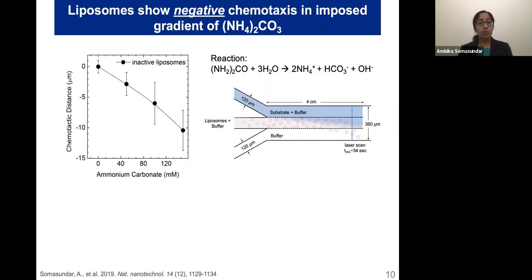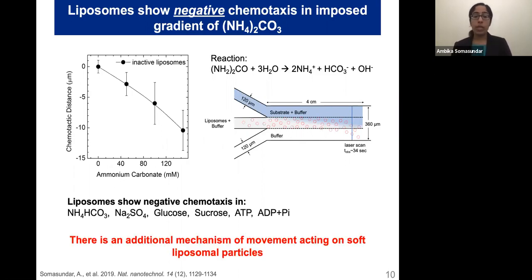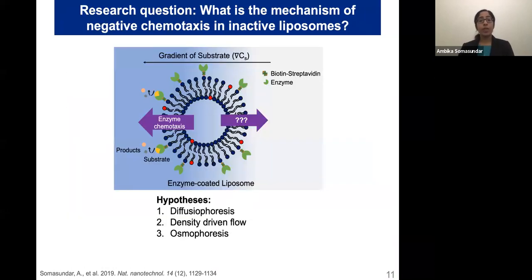Not only did we observe this for ammonium carbonate, we saw that there are a number of solutes that cause lipid vesicles to move in the negative chemotactic direction. So this led us to hypothesize that there is an additional mechanism of movement acting on soft liposome particles. So that brings me to the next part of my talk.